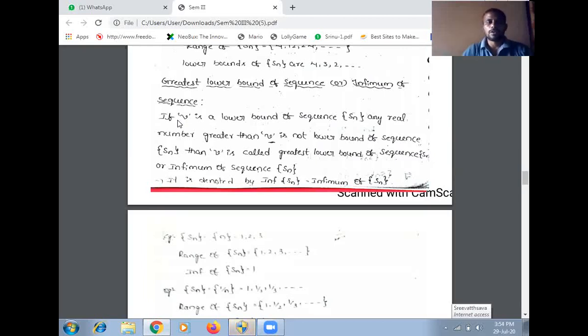So now I am defining the greatest lower bound of a sequence.